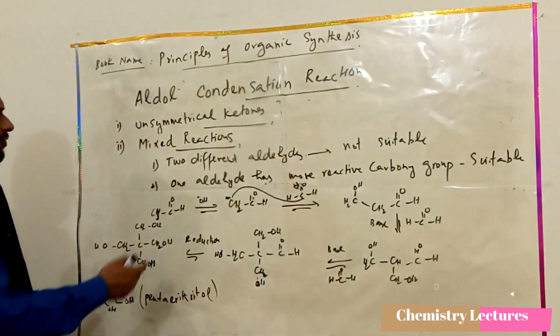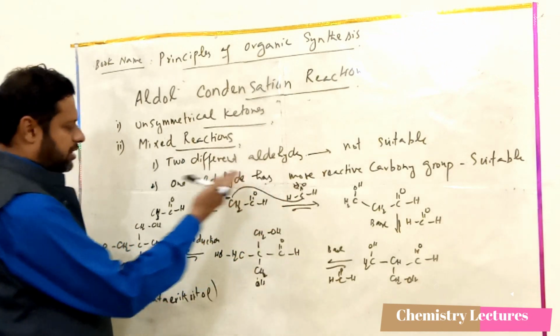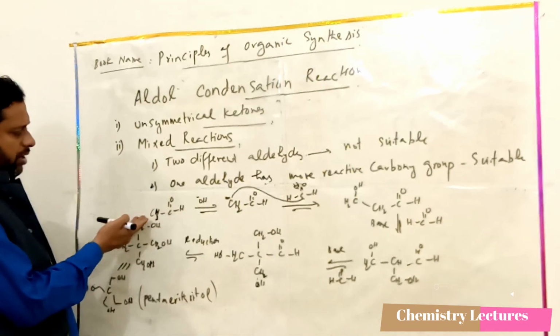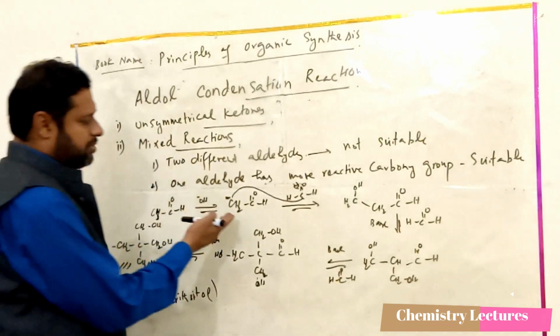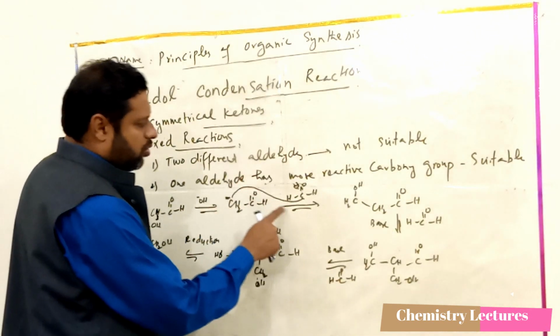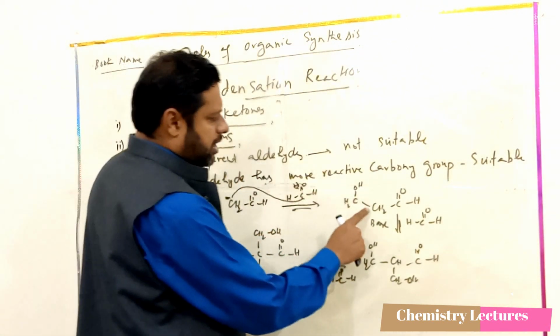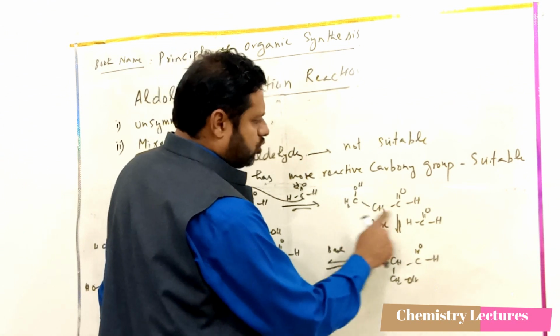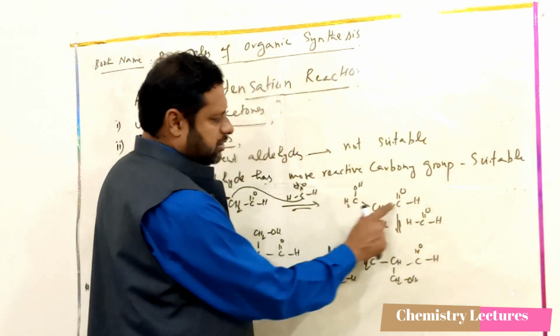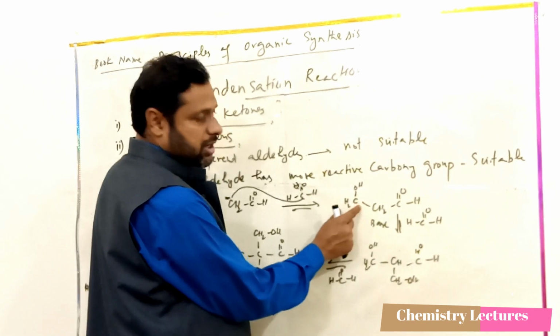So what happens when you treat acetaldehyde and formaldehyde with a base? The base will remove a proton from the acetaldehyde carbon, a carbanion is formed, the carbanion attacks the formaldehyde, and formaldehyde becomes attached as CH2OH like this. This is the part from acetaldehyde and this formaldehyde is attached.